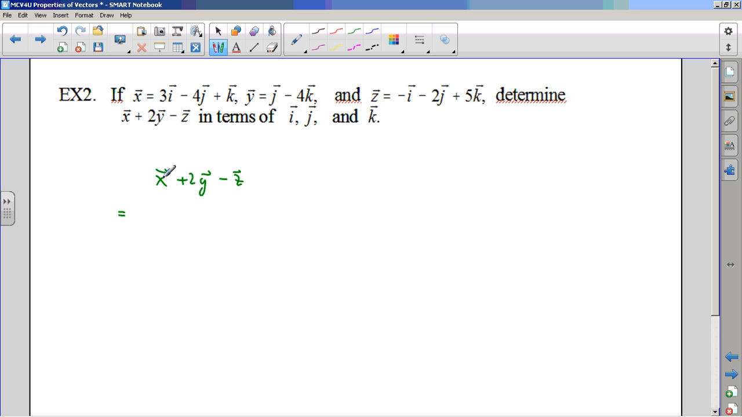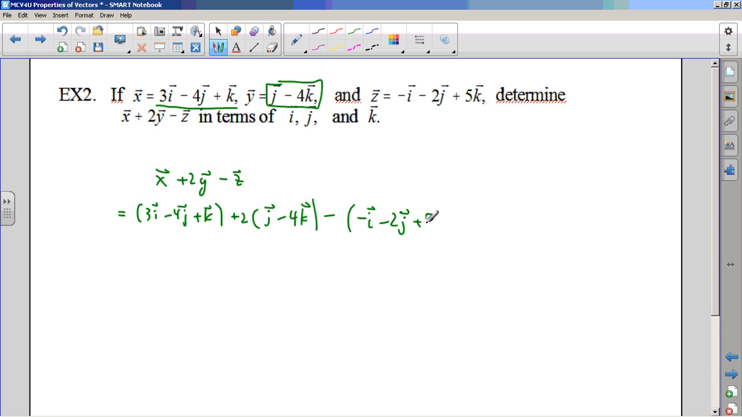So what's this x? Well, x is this expression, so I'm going to put that in there. Do I have to put the little arrows up above? Absolutely you have to, because it's a vector. Plus 2 times y, which is that expression, goes in here, minus z. Okay, dandy. And now I'm going to treat it like algebra.